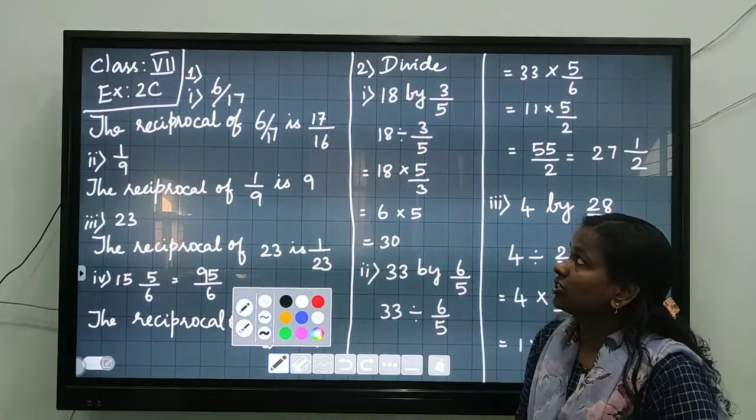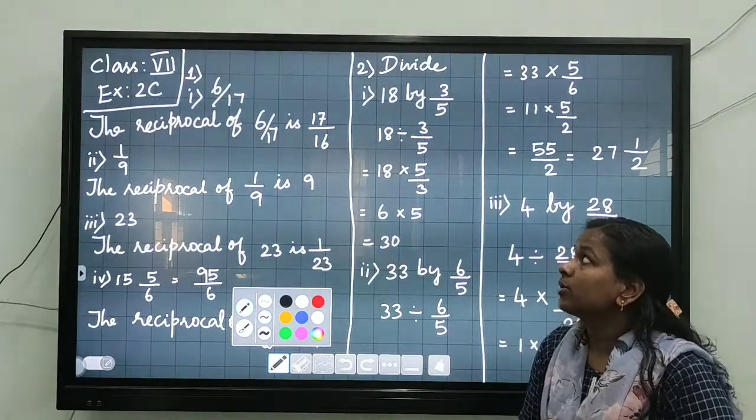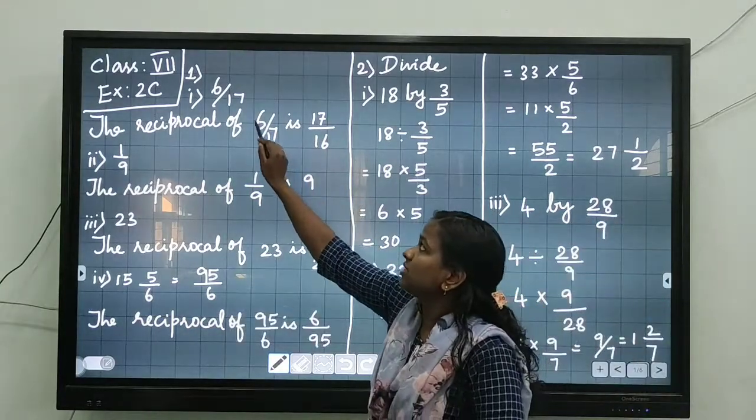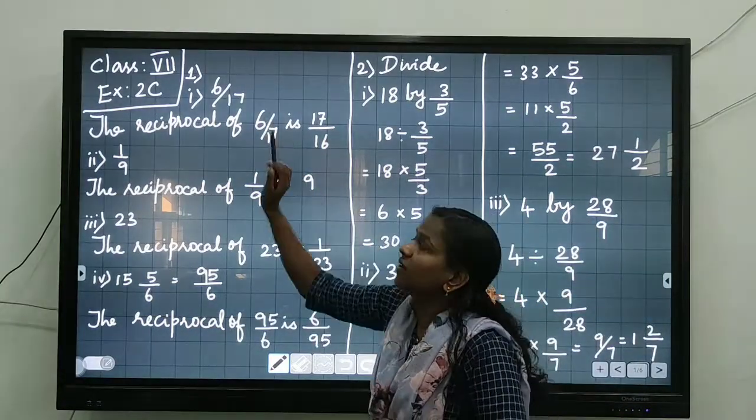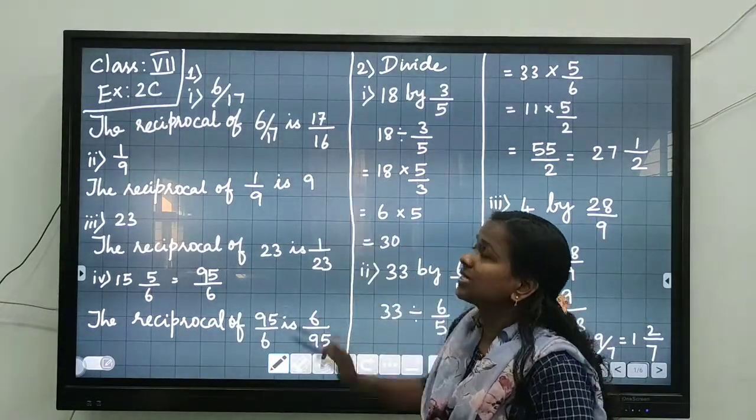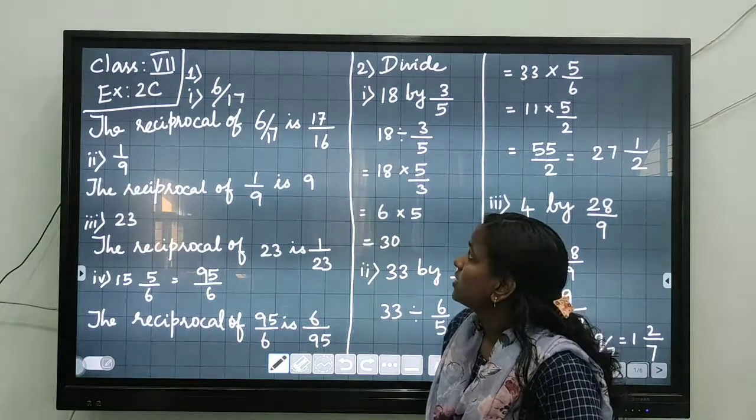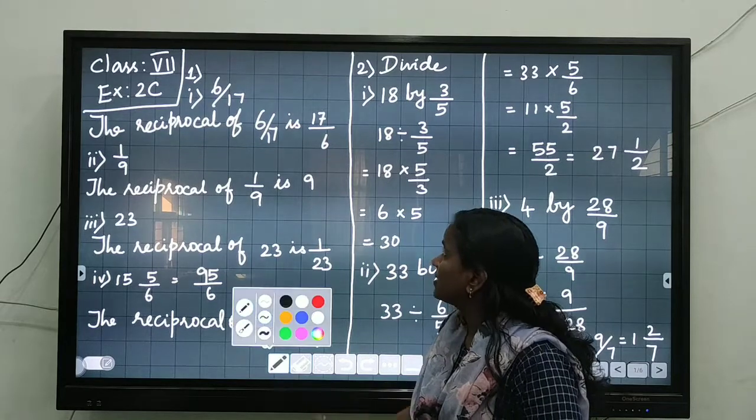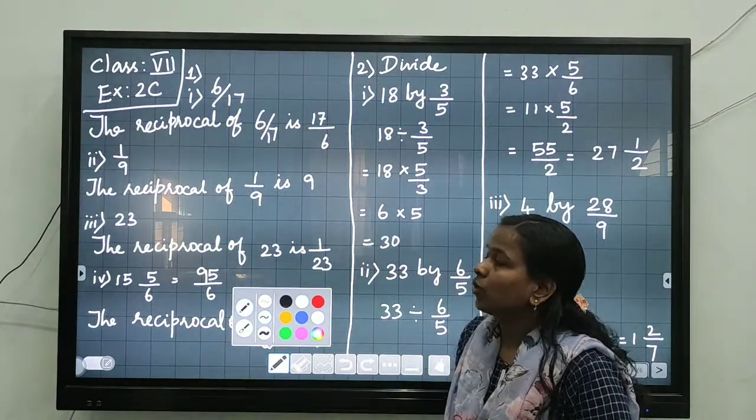Next, this is the first question, 6 by 17. The reciprocal of 6 by 17 is, I am interchanging the terms, 6 will come in the denominator, 17 will go to the numerator. So your answer is 17 divided by 6. Next one is 1 by 9.